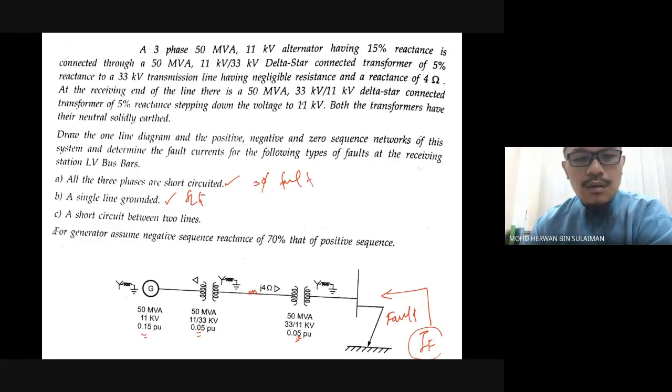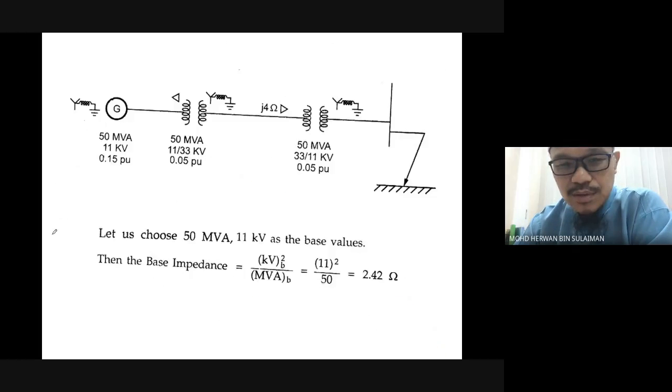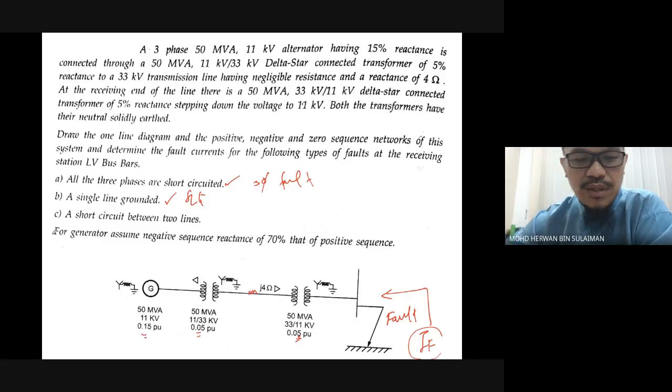Okay, so first thing first, you need to do the positive sequence, negative sequence, and zero sequence. But you need to ensure that all the components are in the same base. So, luckily the base is similar for the generator and the transformer. Okay, so 50 MVA, so we just use the 50 MVA. So meaning that there is no value change for the positive and negative sequence, right?